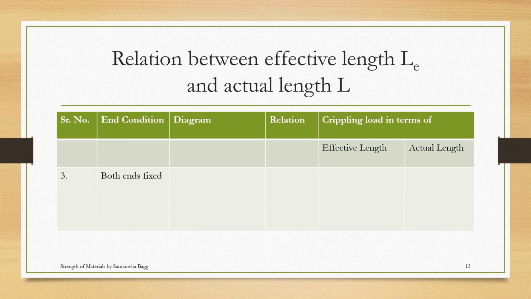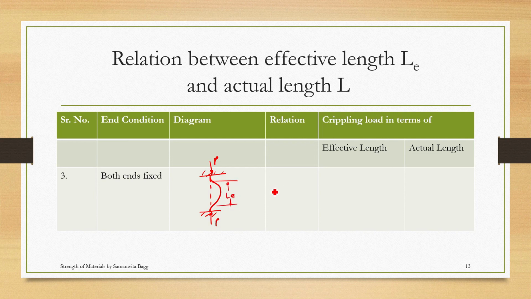Next, let's talk about both ends fixed. So this is my column. Both ends are fixed. At this end, I'm going to apply the load P, and this end will show the reaction P. So when it is fixed, obviously there will be some amount of resistance which these ends are going to show to the buckling. So your bending will be something like this, and this will be my effective length LE.